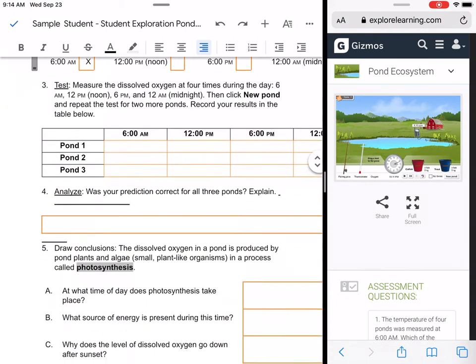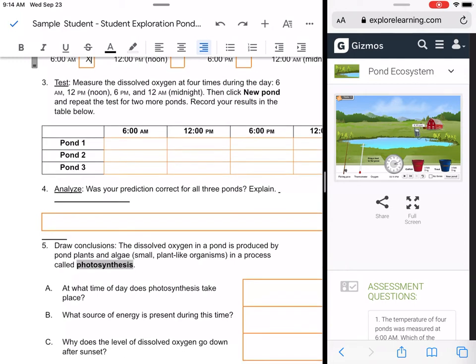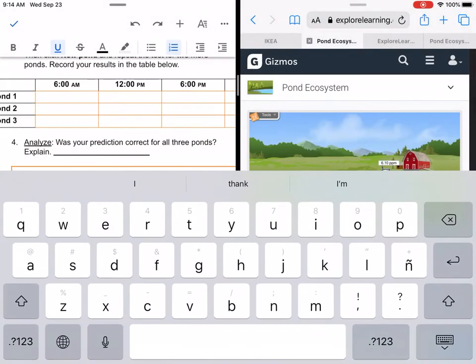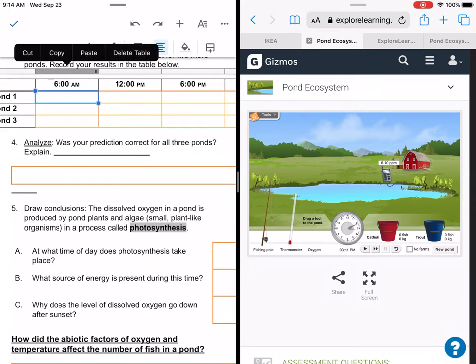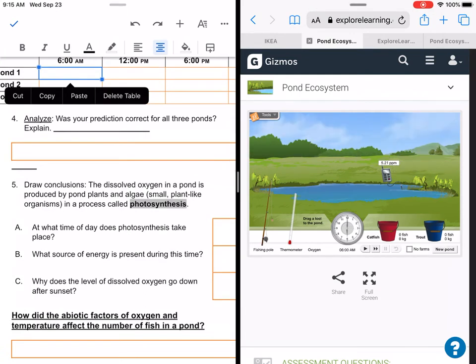The next test, to measure the dissolved oxygen at 4 times during the day, 6 a.m., 12 p.m., 6 p.m., and 12 a.m. midnight. Then click New Pond and repeat the test for 2 more ponds. Record your results in the table below. So for this particular one, you may have different ponds than what I choose, and that is okay. So for pond 1, I am going to click New Pond. And this pond has no farm, so that's my first pond I am going to use.